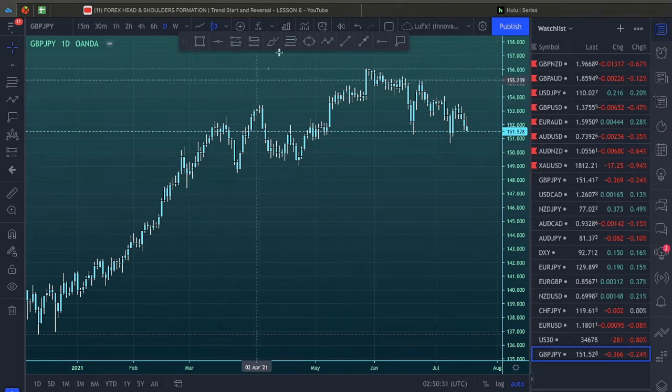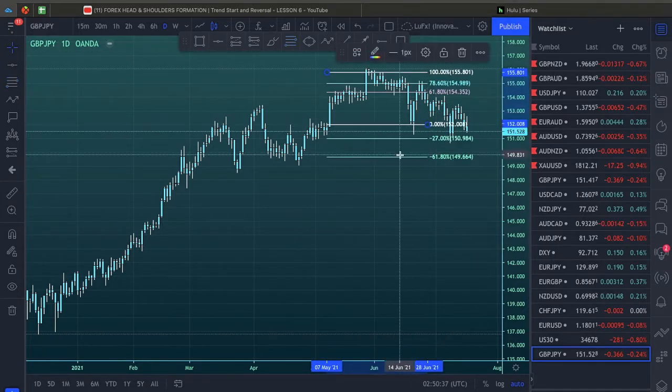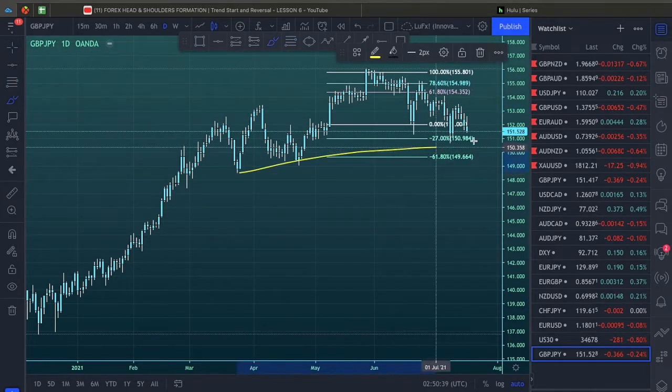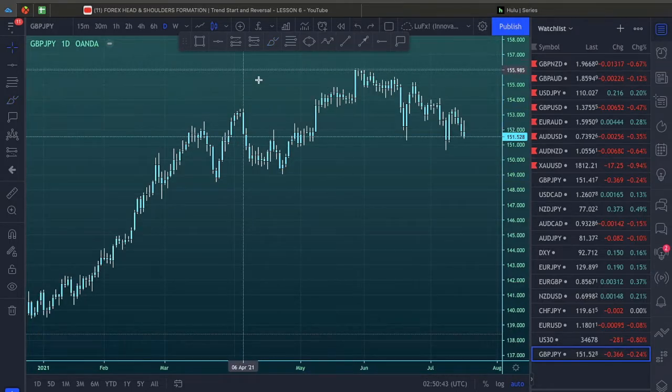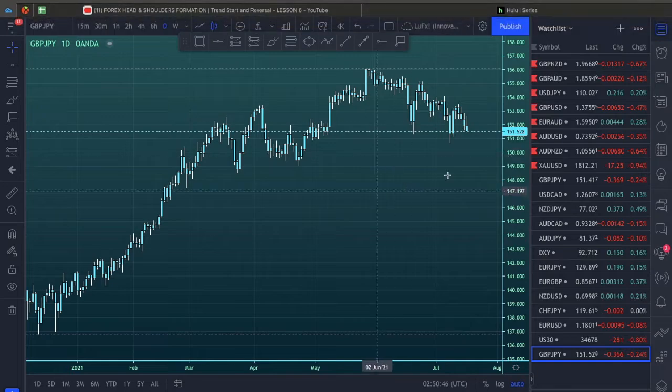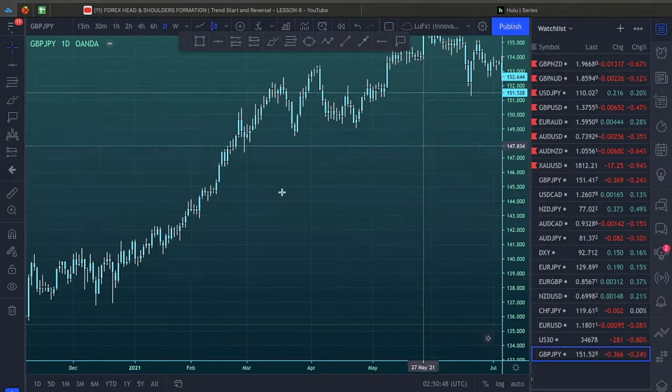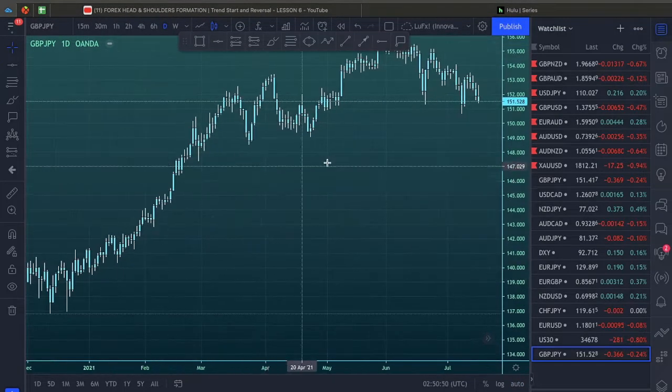Let's start with market structure first, because that's what you always want to start with. You don't want to just go in here and start marking off something or seeing whatever you see and start plotting things, right? You always want to look at market structure first. So let's start with market structure on the daily. You can tell we've pretty much been bullish, all that.